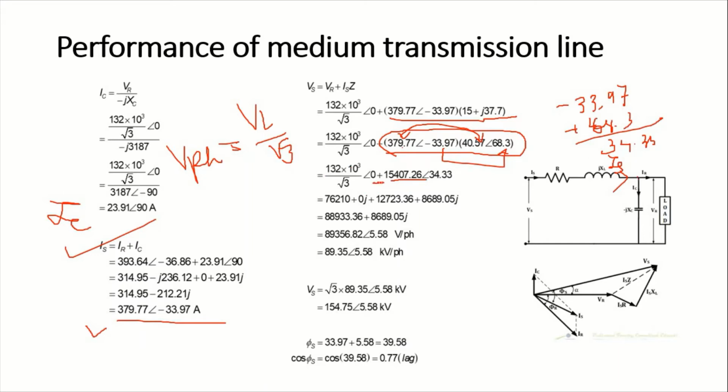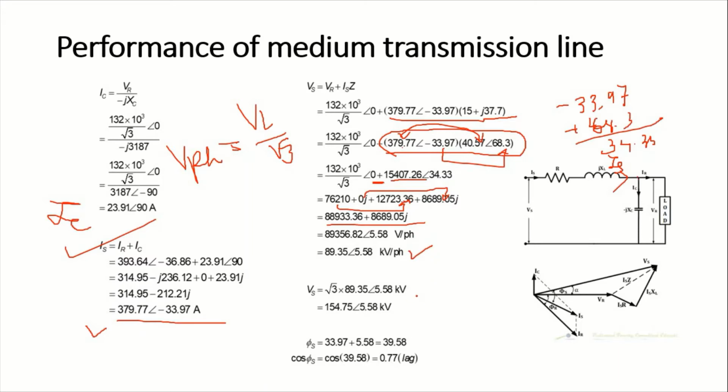Now for adding, since addition is present, these two terms are converted into rectangular form. So this polar form converted into rectangular form gives 76210.0j plus 12723.36 plus 8689.05j. These two get added and these two get added, so the value is this, and then it is converted into polar form, and this is the phase value.